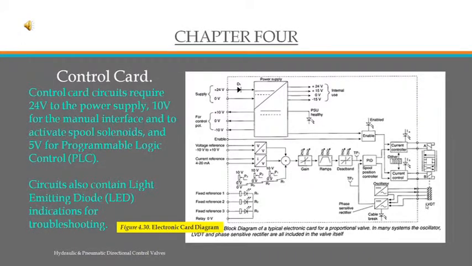Control card. Control card circuits require 24 volts to the power supply, 10 volts for the manual interface and to activate spool solenoids, and 5 volts for the programmable logic controller. Circuits also contain light-emitting diode indications for troubleshooting.